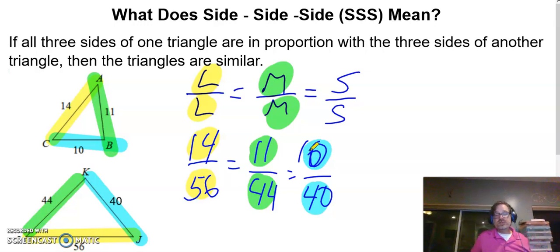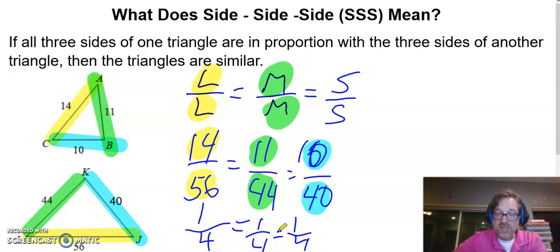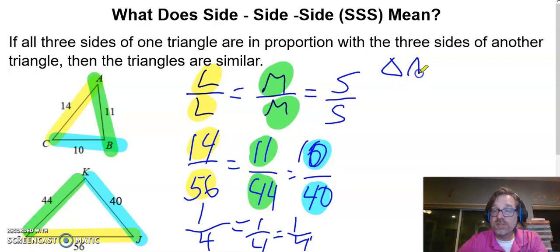So when I reduce these, 14 goes into 56 4 times, so this becomes 1/4. 11 over 44 is 1/4. 10 over 40 is also 1/4. All of them reduced to the same fraction. That means a 1/4 is my similarity ratio, and it means these two triangles are similar.